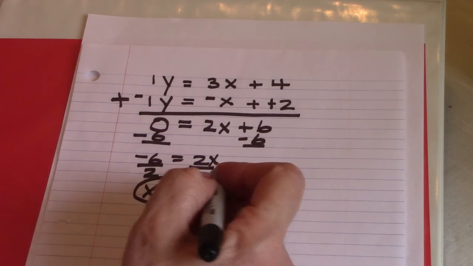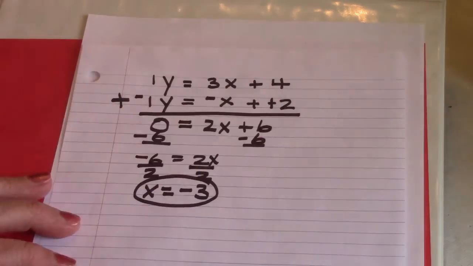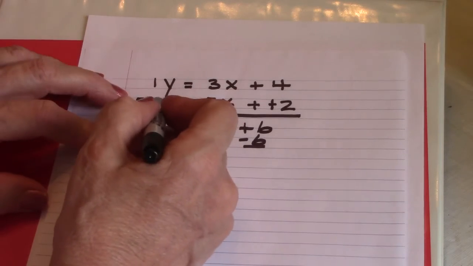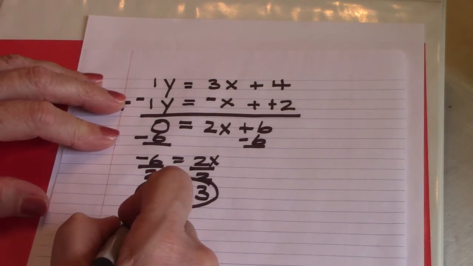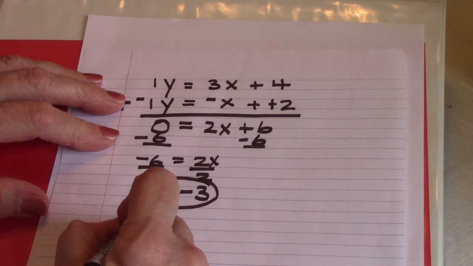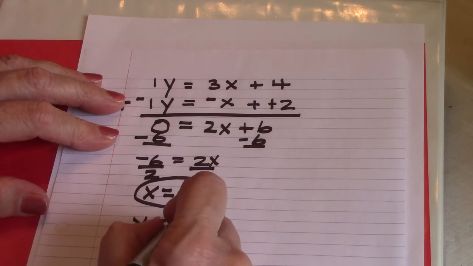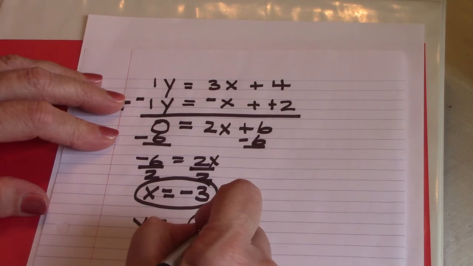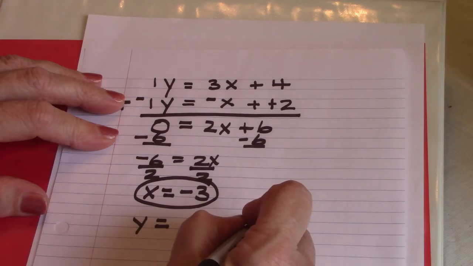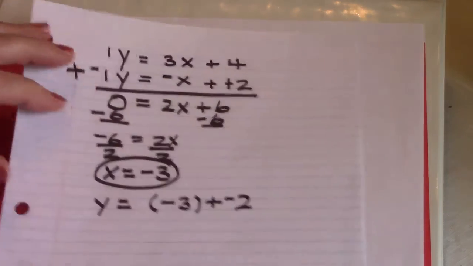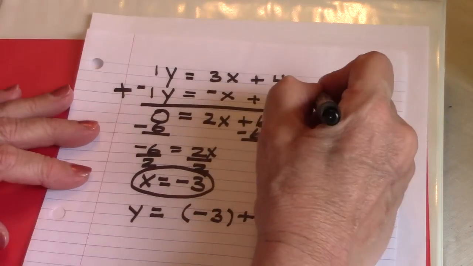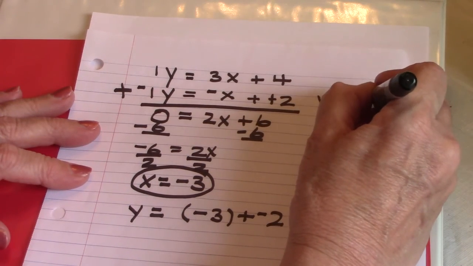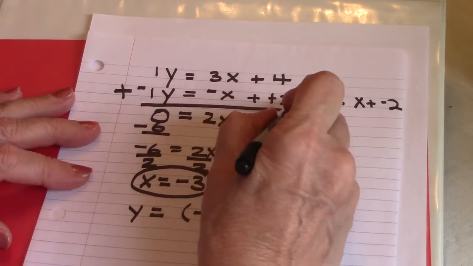All right? Now, I go back up into either one of my equations. It doesn't matter which one. I'm going to pick my second equation just because it's easier. Okay, and if you remember, it was initially y equals x plus a negative 2. That was my original equation. Remember, it was y equals x plus a negative 2.